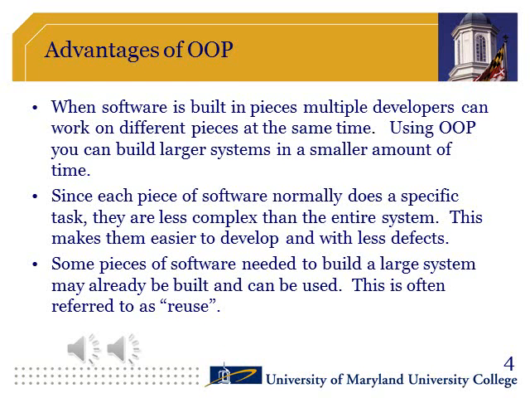Building software using object-oriented programming has many advantages. When software is built in pieces, multiple developers can work on different pieces at the same time. Using OOP, you can build larger systems in a smaller amount of time. Since each piece of software normally does a specific task, they are less complex than the entire system. This makes them easier to develop and with fewer defects.